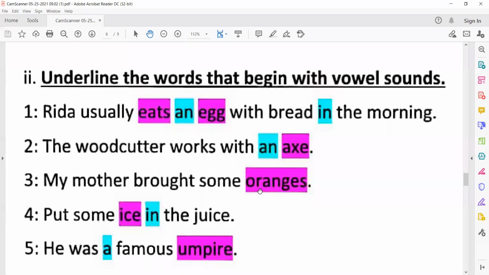Yes, exactly. The fourth one is: put some ice in the juice. Put some ice, I, in the juice. The highlighted words all give us a vowel sound. Clear, children? He was a, again a vowel sound. Famous umpire. Look here again, umpire. No, no, no. If words start with A, E, I, O, U, then it will be vowel.